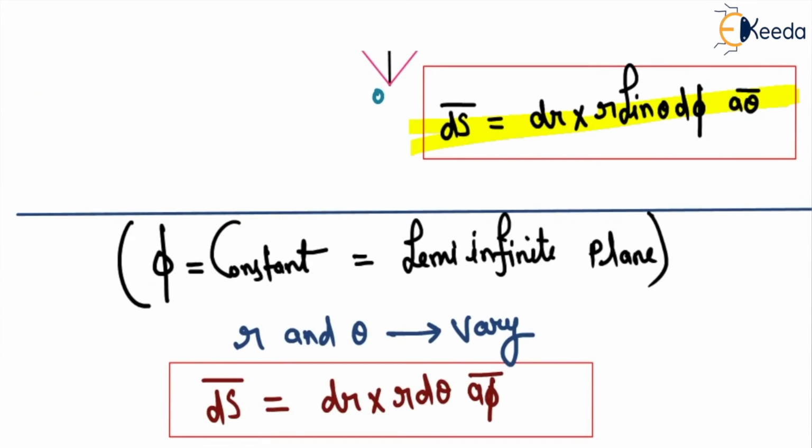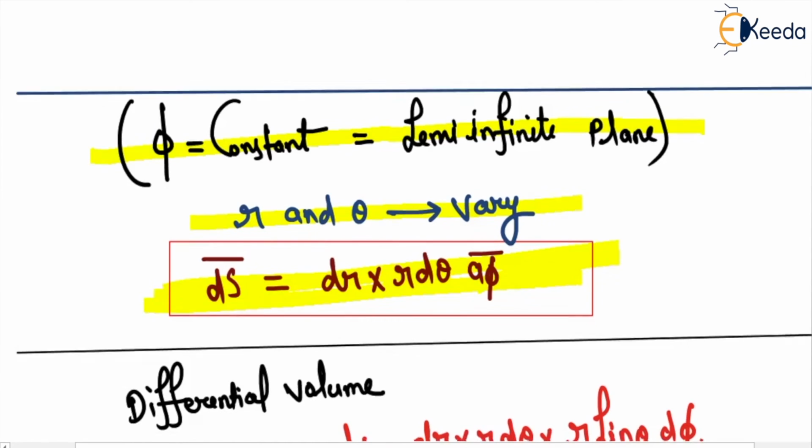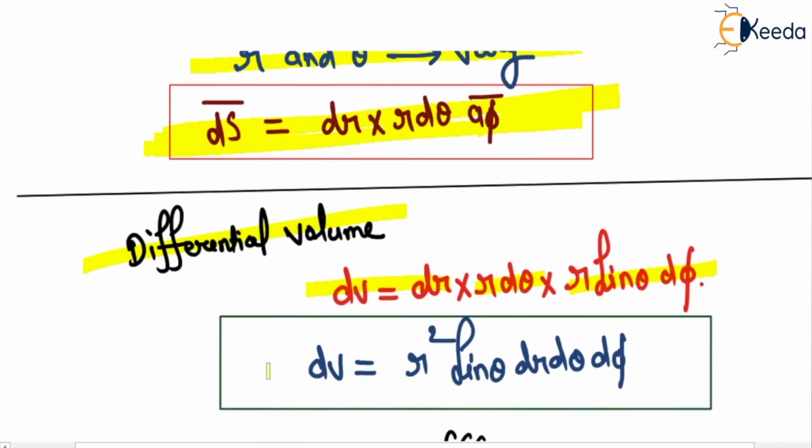And phi equal to constant surface is a semi-infinite plane. So here r and theta will vary, and the variation of r is dr, and the variation of theta is r d theta, and the direction is a phi. So ds vector is dr into r d theta a phi. The differential volume dv is dr into r d theta into r sin theta d phi, so the differential volume is r square sin theta dr d theta d phi.